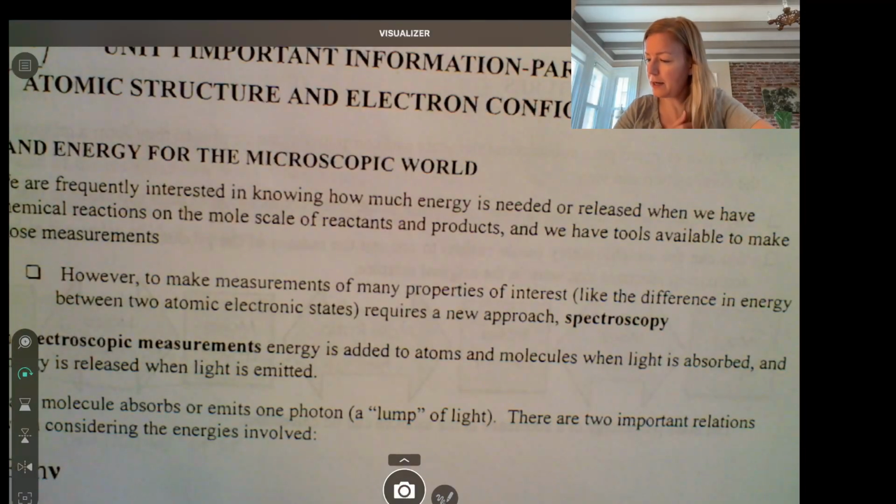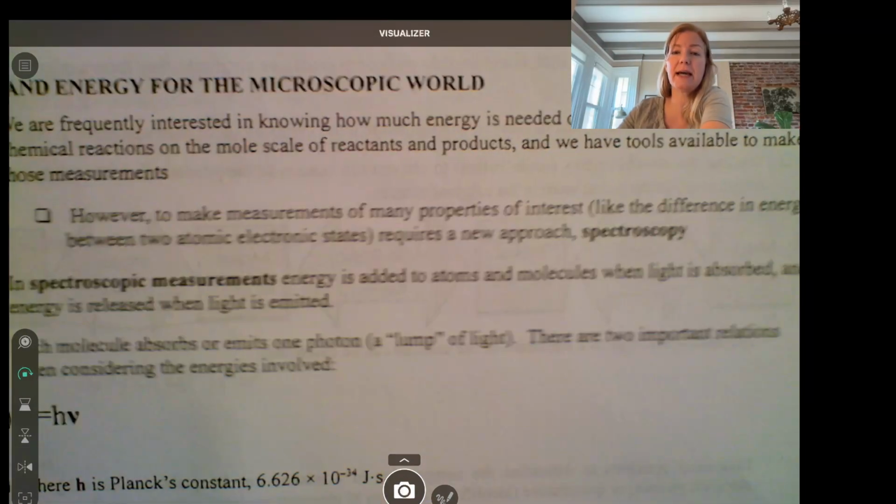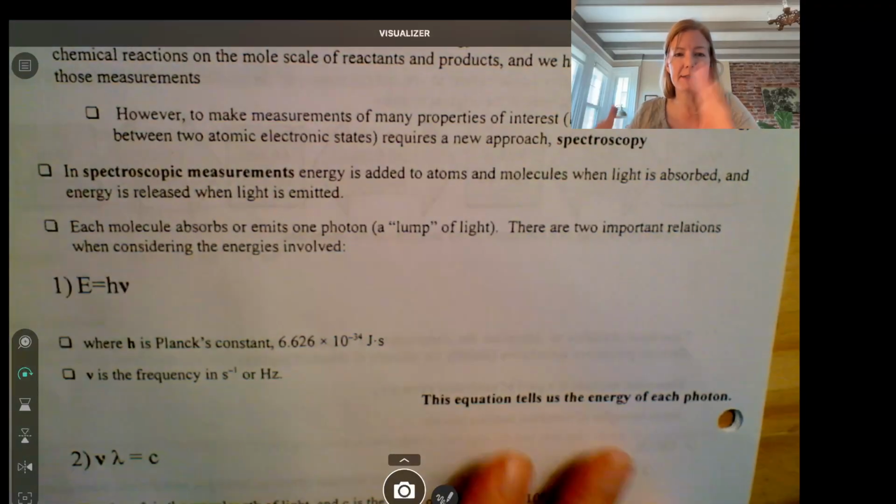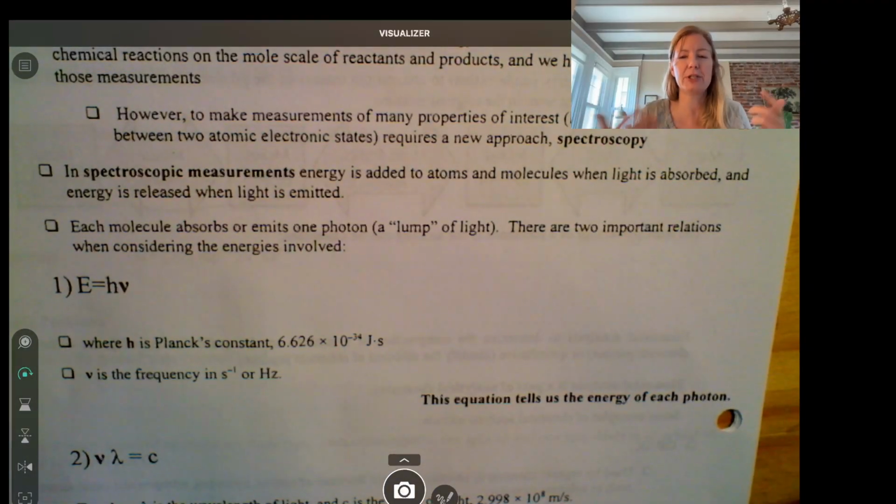So spectroscopy is when energy is added to atoms and molecules, light's absorbed and released, and it can tell us important information about the molecule. Since we can't see atoms and molecules, a lot of times we have to shine light on them, see what's absorbed, see what's released, and make inferences from there, okay?